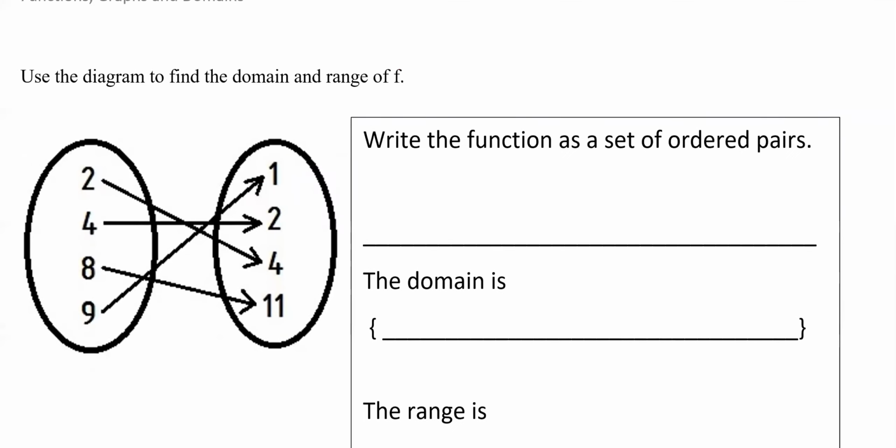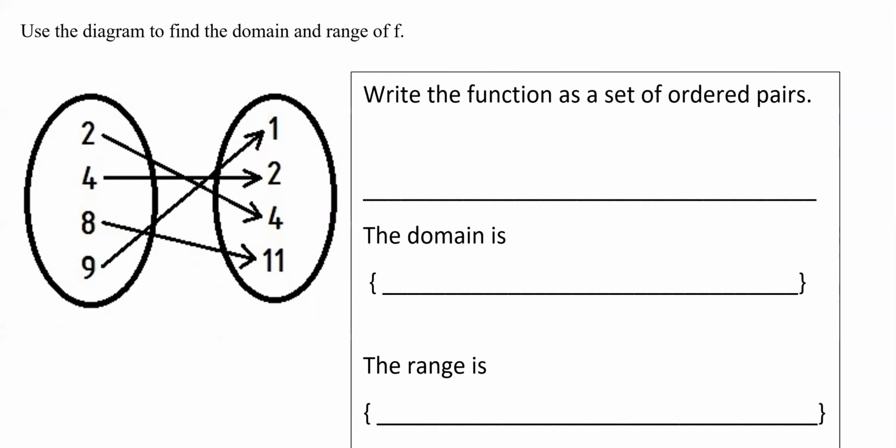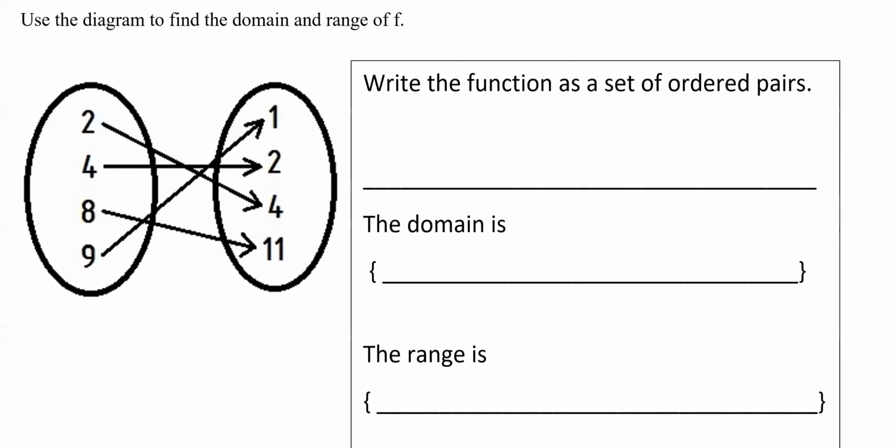All right, let's look at a diagram. We're going to use the diagram to find the domain and range. This first oval represents the domain, and the second is the range. The first thing we want to do is write this as a set of ordered pairs. A set has the set brackets, and we want to write the ordered pairs.